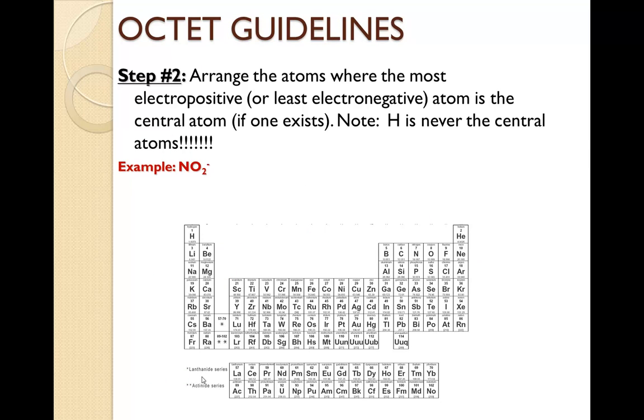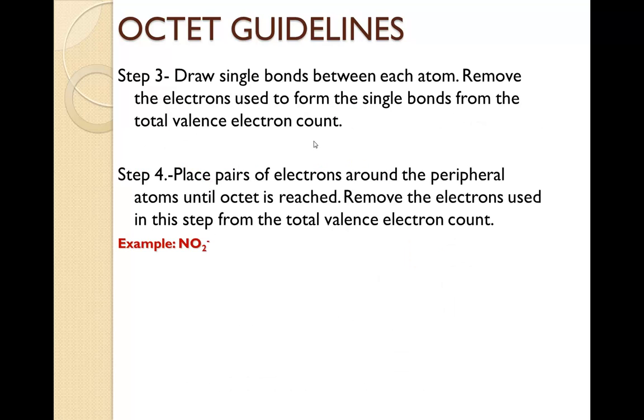Now we're going to arrange the atoms where the most electropositive, or in other words, the least electronegative atom is the central atom if one exists. So here's nitrogen, here's oxygen. Nitrogen is the furthest away from fluorine, so it's going to go in the middle. And there's going to be oxygens on either side. Alright, so let's write that again. We're going to start putting things together now.